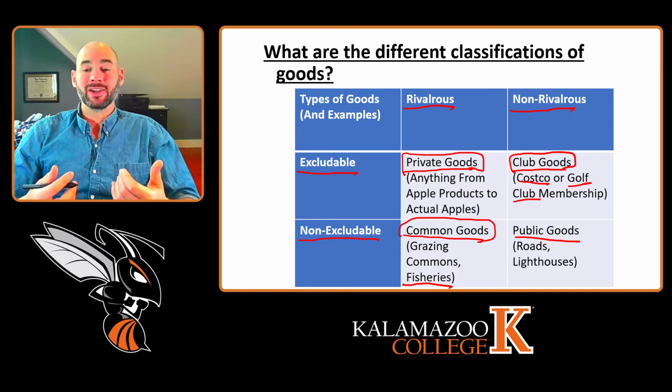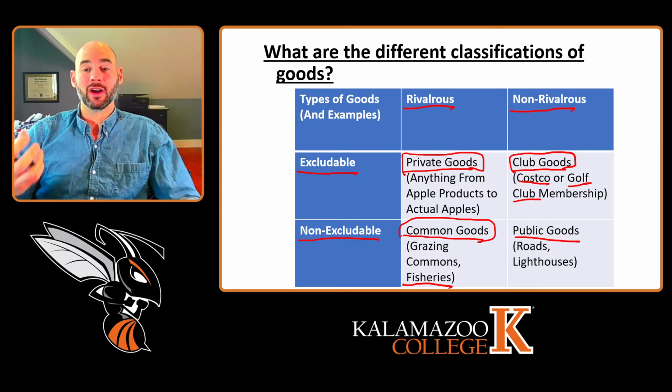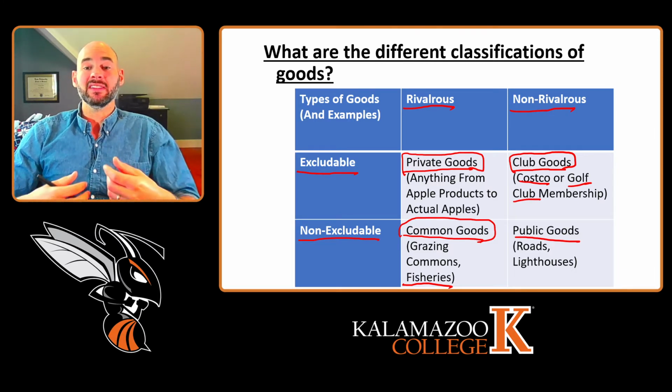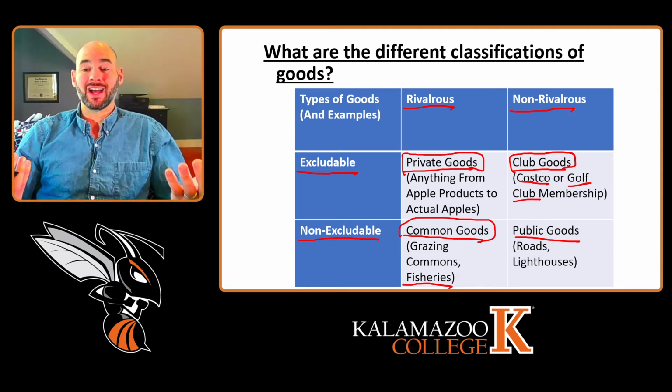That Costco, they've got the greeter at the door who checks your card, they can keep you out if you don't buy a membership. So the benefits are excludable. However, they're not rivalrous. It doesn't matter if Costco has 20 members or 2,000 members in Kalamazoo, they're going to be able to provide the same services to all of us who are members of Costco.